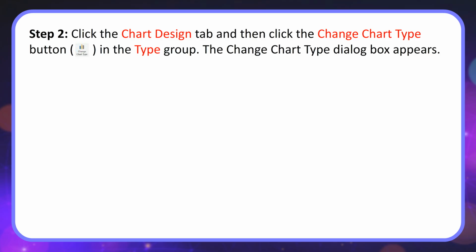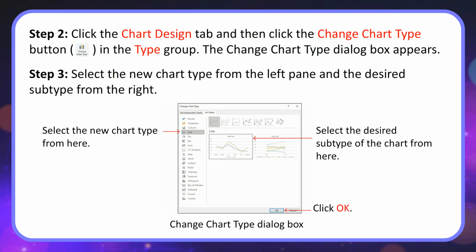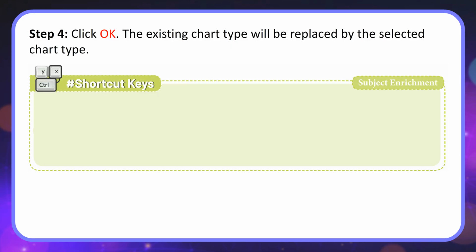Step 2. Click the Chart Design tab and then click the Change Chart Type button in the Type group. The Change Chart Type dialog box appears. Step 3. Select the new chart type from the left pane and the desired subtype from the right. Click OK. Step 4. Click OK. The existing chart type will be replaced by the selected chart type.